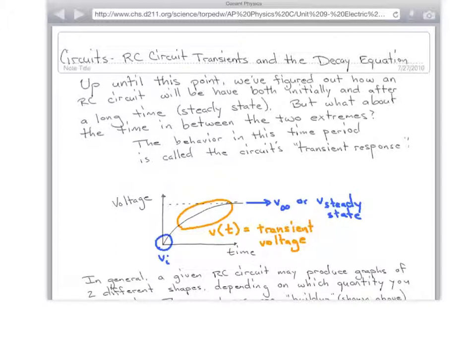So, what we're going to talk about now is not the time instantly after, nor the time after a long time, but I want to know what happens with current in the capacitor, or rather current building up on one side and coming out of the other, for the duration of time when the charge is building up, but not quite full. All right? That's called the transient response.